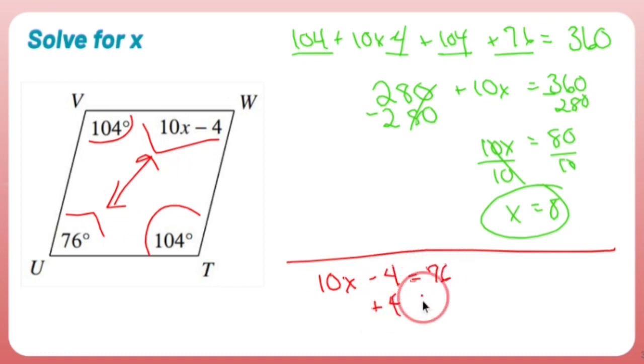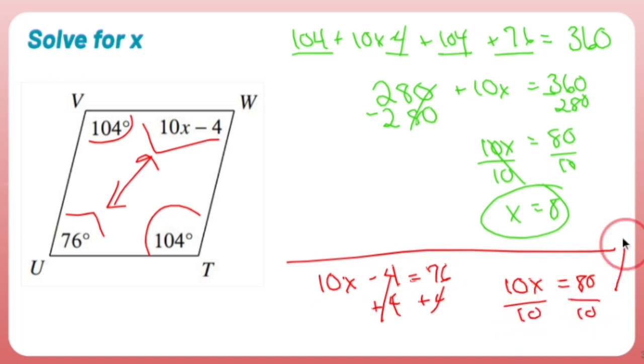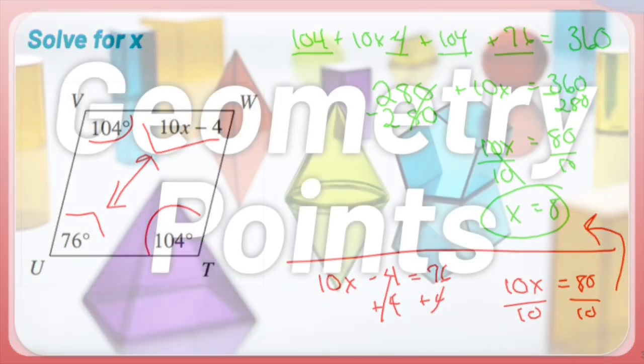If I add 4, 10x equals 80. Divide by 10, and looky there. 10, 9, 8, 76ers. And two ways to do that problem. Both ways you'll get 8.